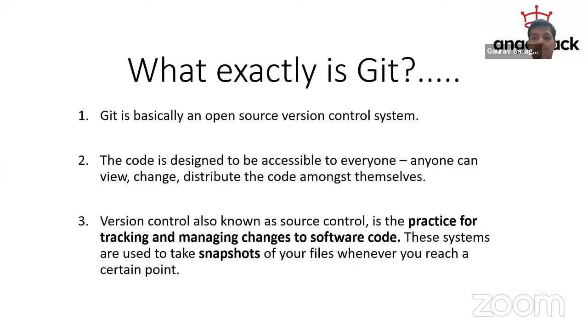So snapshot is basically what Git does. Any changes in your code, Git takes a snapshot of that particular change and it informs the software that this particular modification has been done by the person. Let's say the person, in my case over here, I am Gaurav. So Git will tell the system that Gaurav has made a change to this particular software code, okay? And as I rightfully said, these systems are used to take snapshots of the files. So that's what I've actually conveyed right now. And yes, it is a practice for tracking and managing changes to software code. Okay, I guess that is self-explanatory.